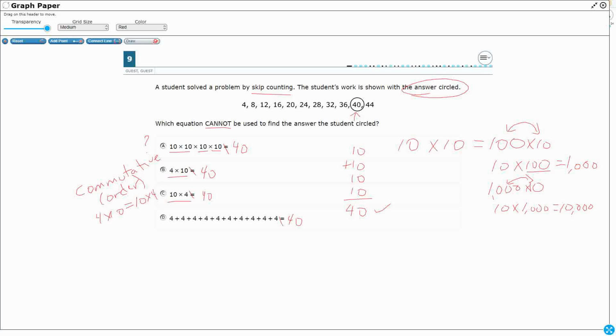So let's do this one, because that's going to be 4 groups of 10, and that's exactly what we did right here. 4 groups of 10 is going to be 10 plus 10 plus 10 plus 10. We could view multiplication as repeated addition. So 4 times 10 is going to equal 40: 10, 20, 30, 40, which means this one works. And based on the commutative property, that C works.